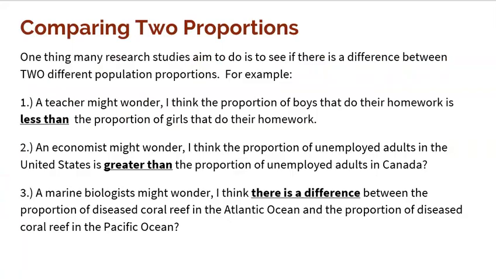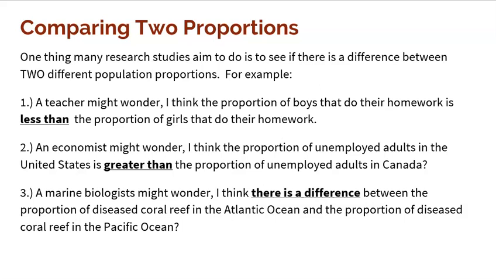One thing many research studies aim to do is to see if there is a difference between two different populations or proportions. To be quite honest, in the world of research, this is actually probably what's done most often: we want to compare two different populations and see if there's a difference between those population proportions.